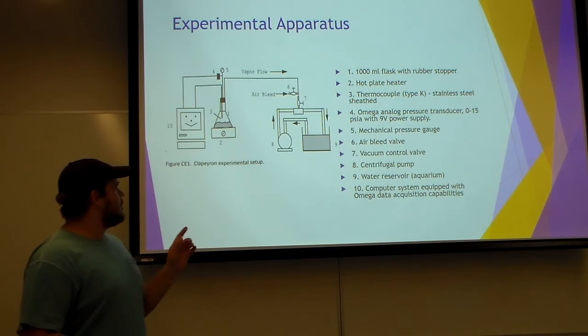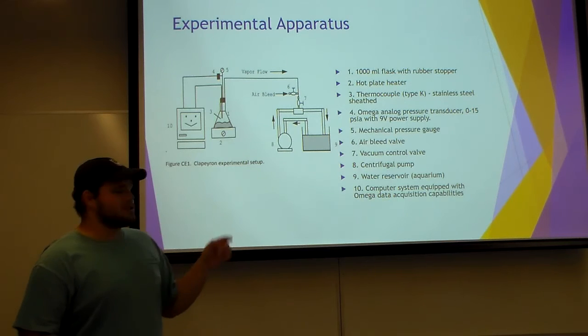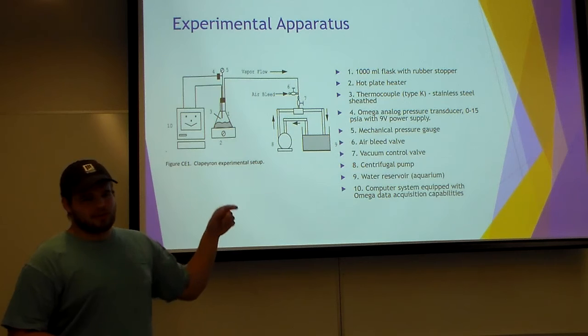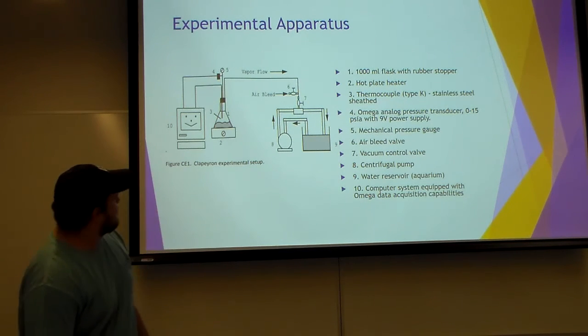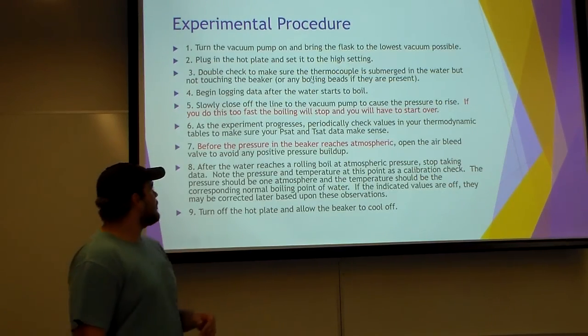The vapor is going to flow into the vacuum, which is controlled by number 7, which is the vacuum control valve, and the vacuum 8 and 9, and the vacuum reservoir 9, and then the air bleed valve being number 6. It'll make more sense once we actually talk about the procedure.